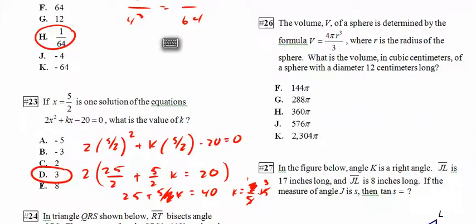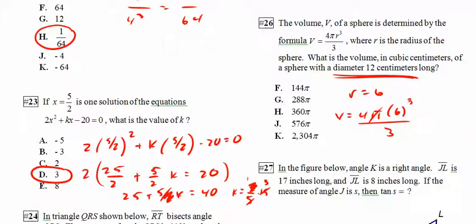Volume V of a sphere is determined by this formula. R is a radius. Here's the big advice I have for you. If you ever see diameter, change it to R equals 6 immediately. And now we just go 4 pi. I'm going to pull the pi out because it's in the answers, so there's no reason to multiply it out. Over 3, 6 to the third. End up with 288 pi. And yes, I know I just wrote it again.